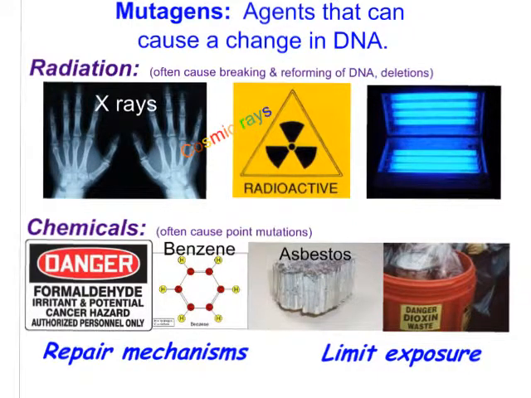And mutagens need to definitely be addressed. Mutagens, you probably know this word, are agents that can cause a change in DNA, and that's all they mean. I'm just listing two different kinds here. Radiation, and there are different kinds that I'm trying to depict: X-rays, cosmic rays, nuclear radiation, ultraviolet rays. They can be very damaging to any living cells and can cause breaking and reforming of DNA. They can cause deletions and those types of mutations. So it would be probably wise to limit the exposure to some of those.